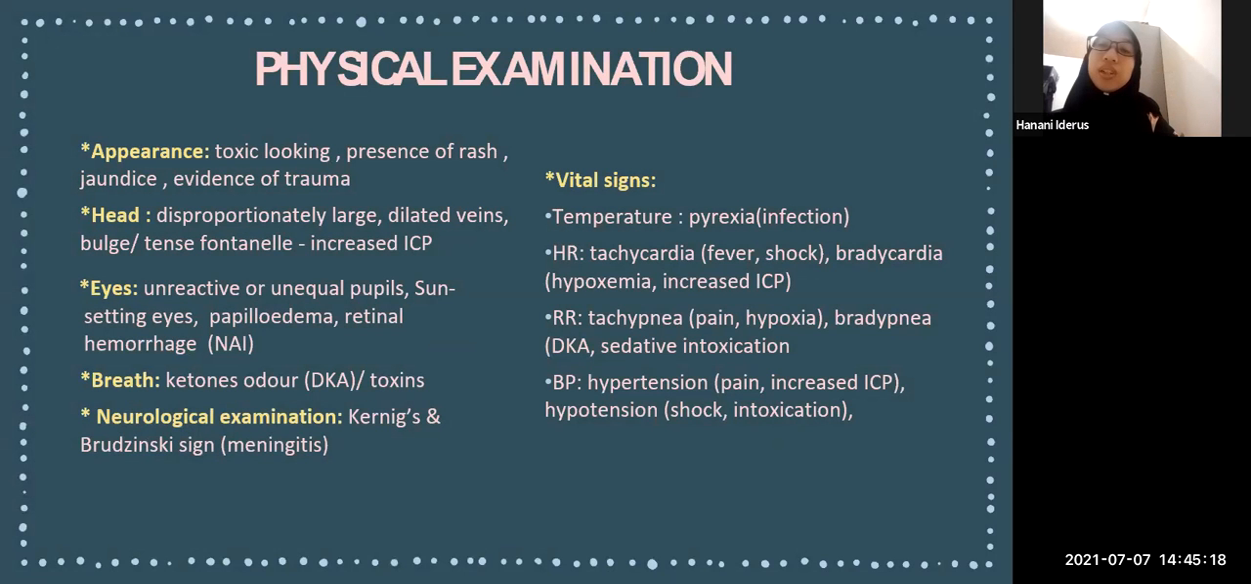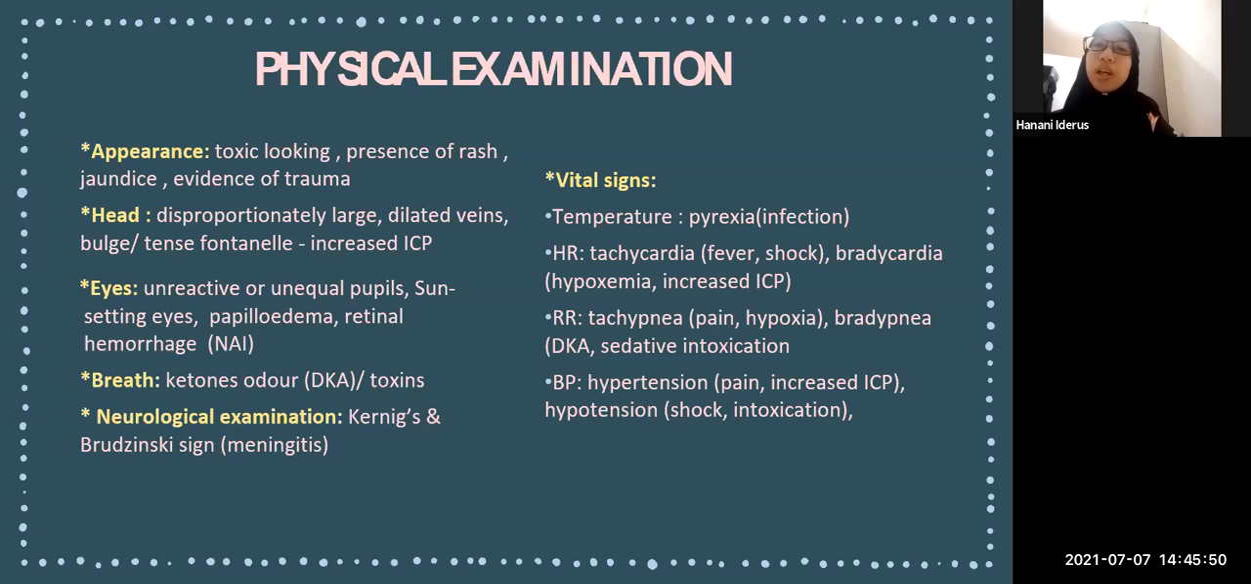So next is physical examination. We need to look at the patient's general appearance and also do the neurological examination. For appearance, if the patient has an infection, they may look toxic or have a rash. Jaundice, if we are worried about hepatic encephalopathy, and maybe evidence of trauma such as bruises, can indicate a predisposition to altered consciousness.